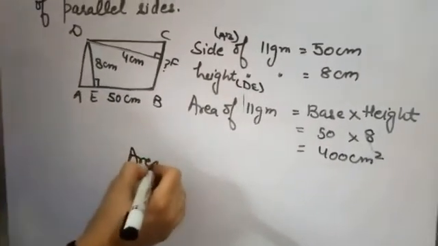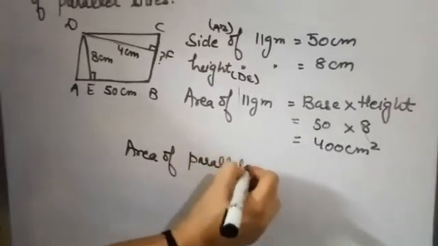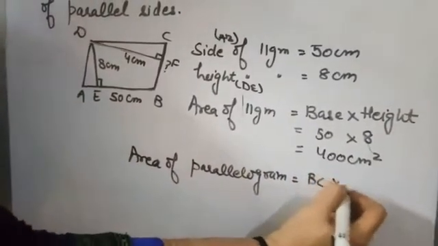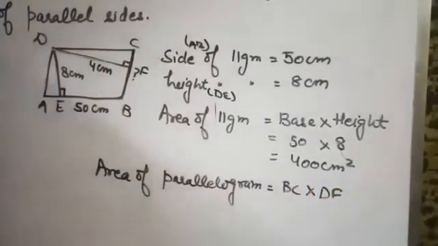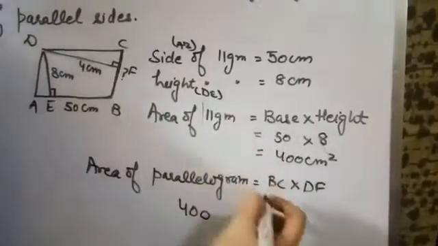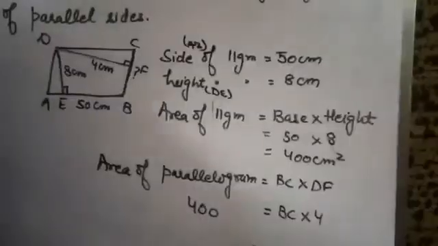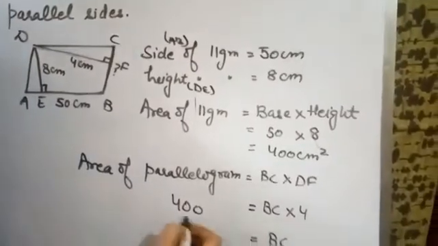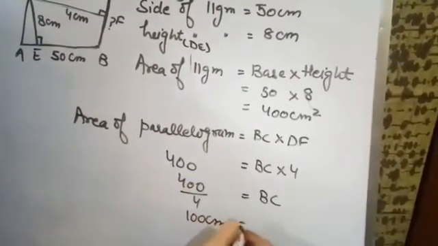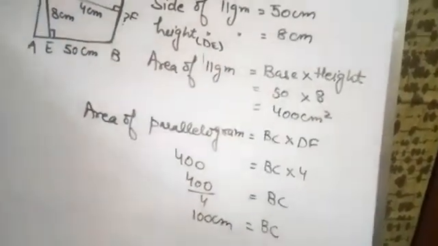So you are going to use the formula: area of parallelogram is equal to base into height. Now the base is BC and the height is DF. The area is the same, 400 centimeter square. The base BC we have to find out, and DF is given as 4 centimeter. So BC will be 400 by 4, that is 100 centimeter. So we have found the length, 100 centimeter.